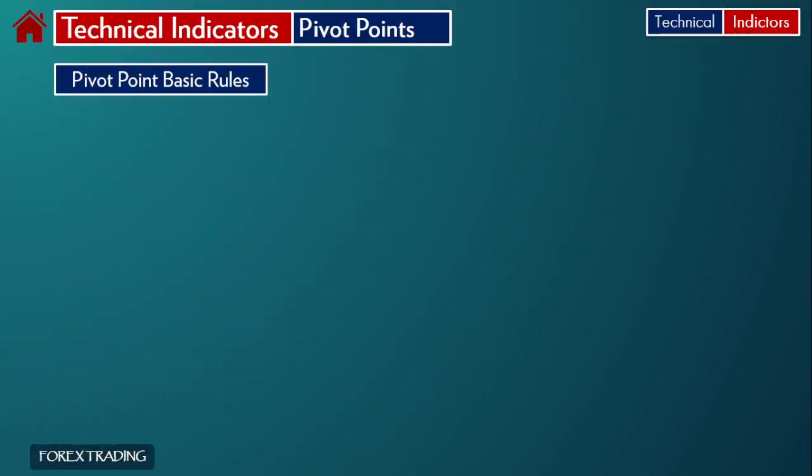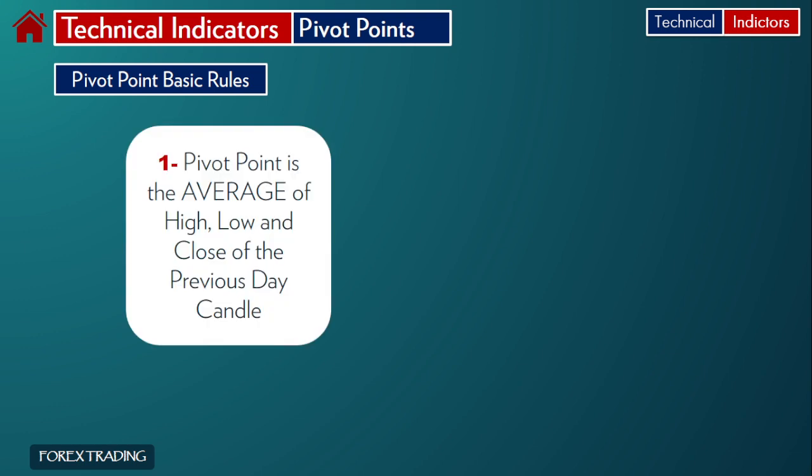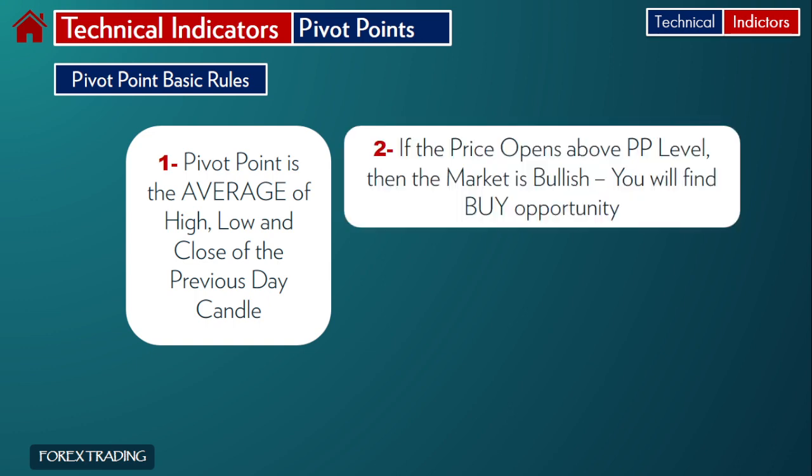Okay, before I really get started, there are some basic rules about pivot point that we need to remember. Number one, pivot point is the average of high, low and close of the previous day candle. Number two, if the price opens above PP level the next day, then the market is bullish. You will find buy opportunity.